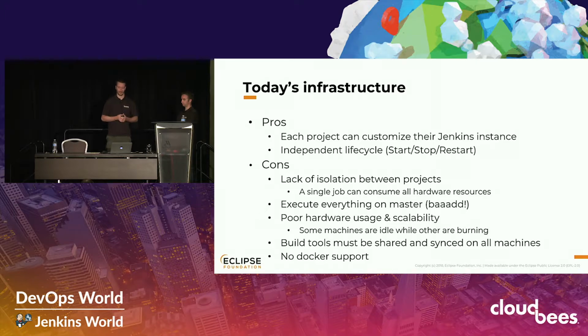And we also have the build tools across all projects that are shared. They are shared on an NFS mount as well, but still they need to be synced and configured in the Jenkins UI. And this is administrative overhead, which we would like to get rid of. Also, increasingly over the last years, we got requests for Docker support, which we cannot provide on our current infrastructure.